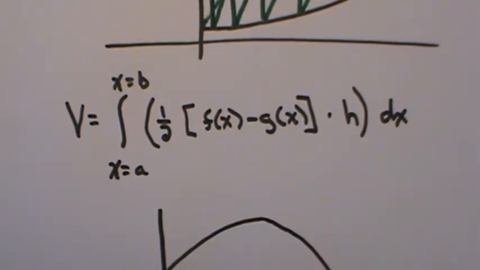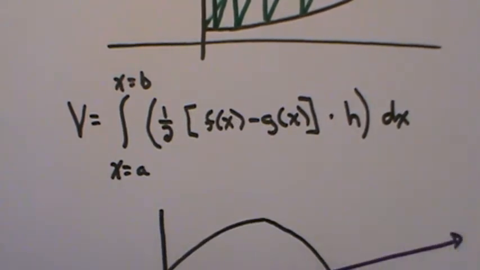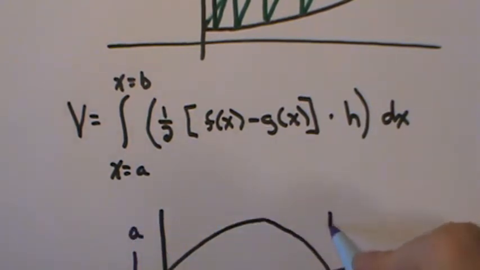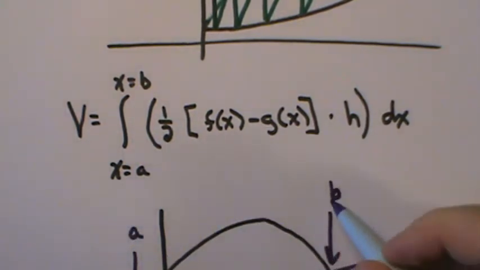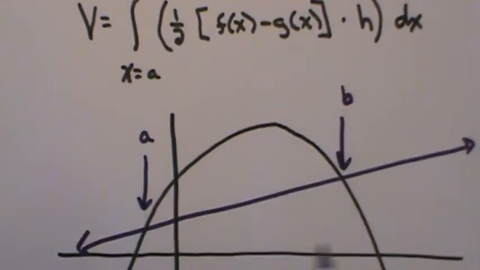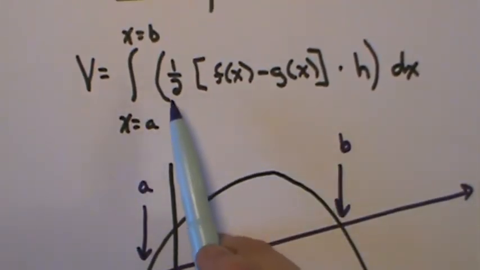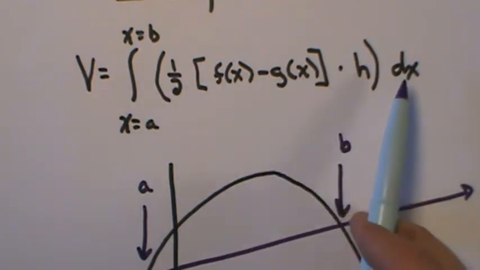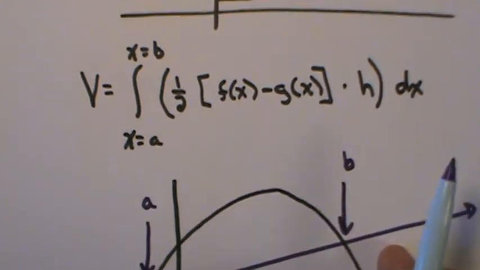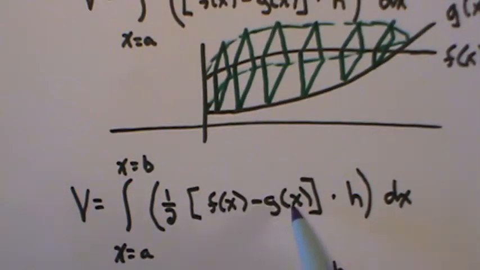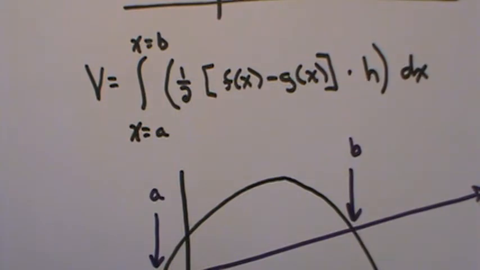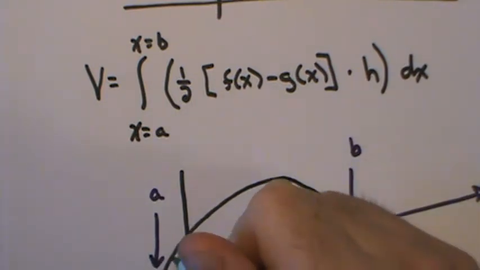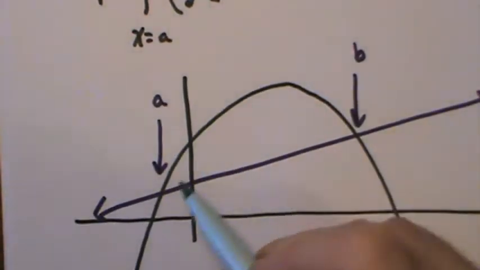And then let's do a line, a linear function just shooting through there like this. So this will be our a. This could be our b. And if you're looking up here, here's my drawing. It says half f of x minus g of x times h dx. Well, this f of x minus g of x, that's just going to be a length here that is taking the difference between the parabola and the line.